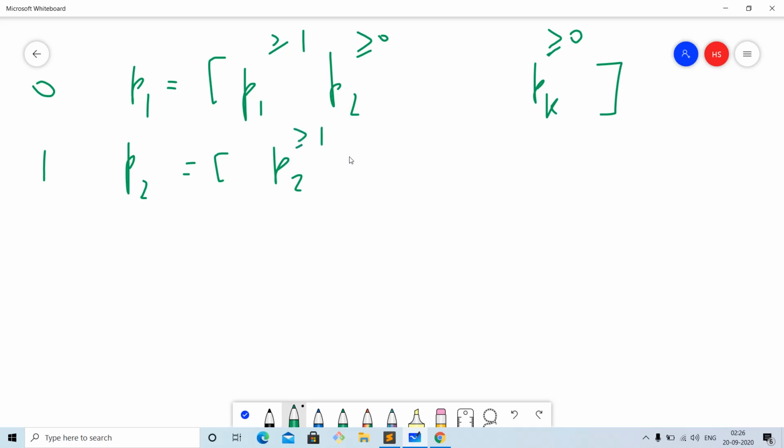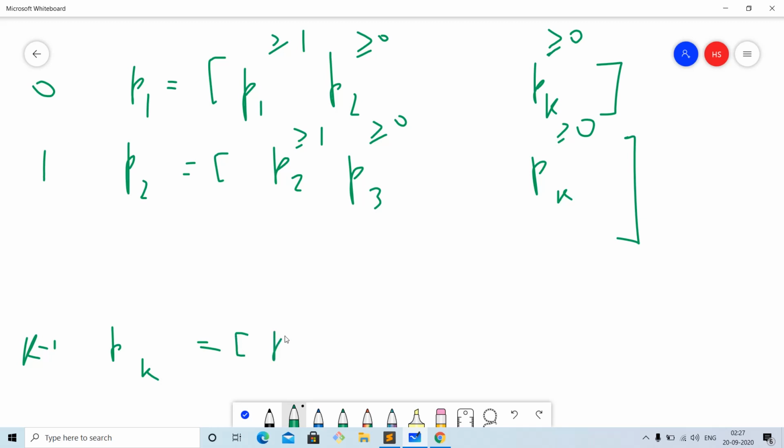And the other numbers from p3 to pk will have an exponent greater than or equal to 0, all the way up to their limit exponents. And then corresponding to index k minus 1, we will have this prime number pk, with the numbers in this vector of the following form, in which the exponent of pk will be greater than or equal to 1.